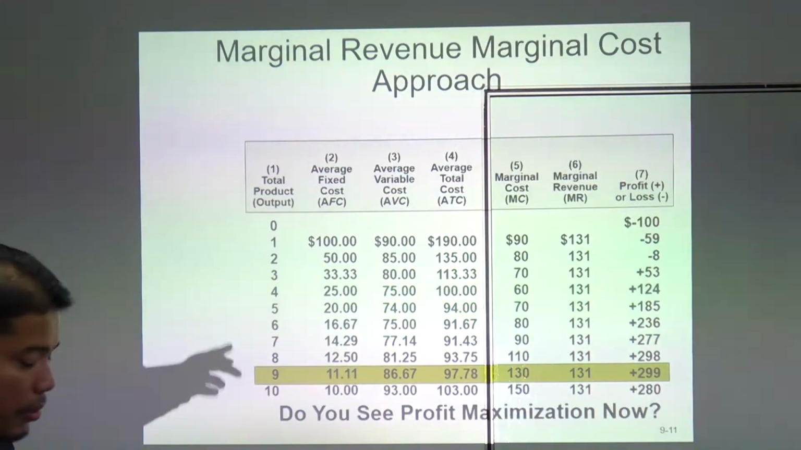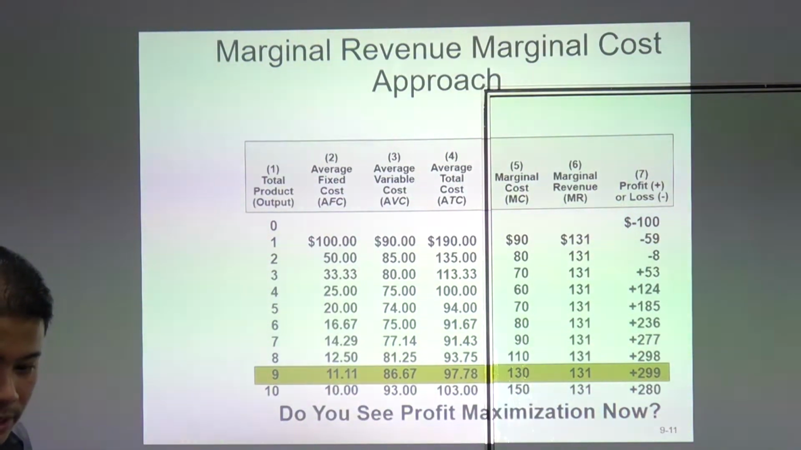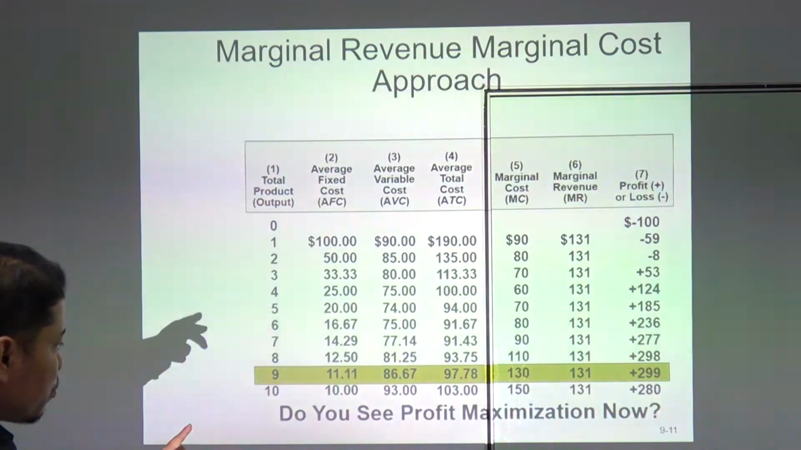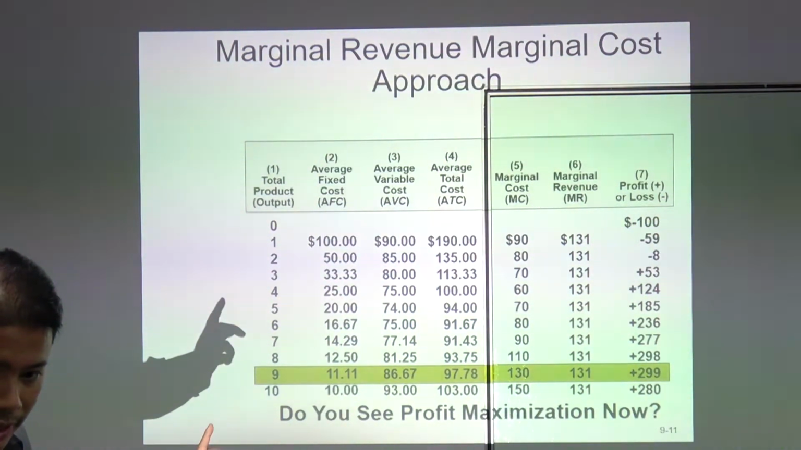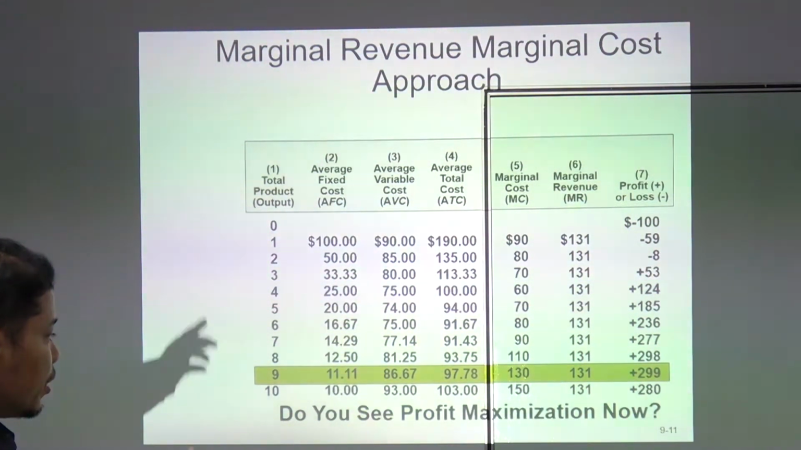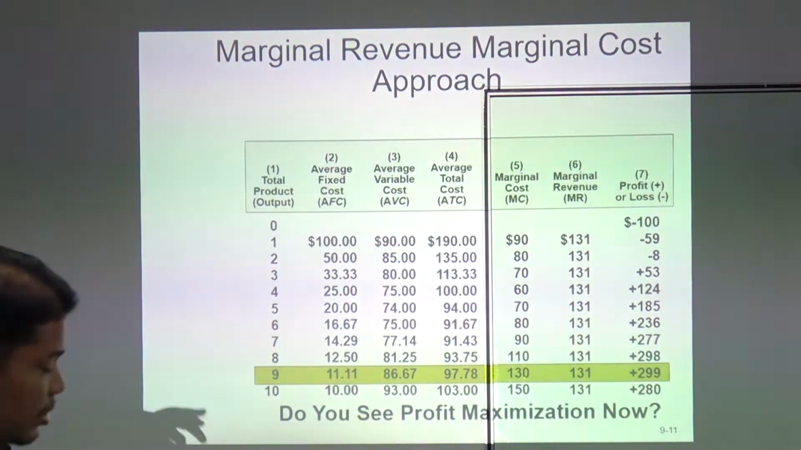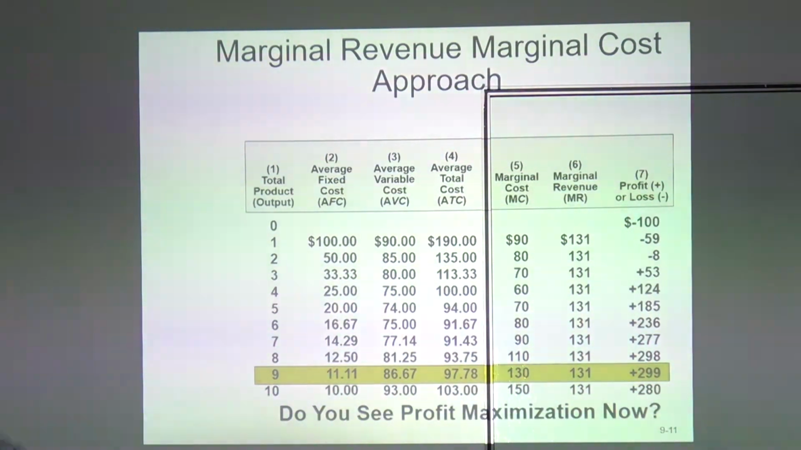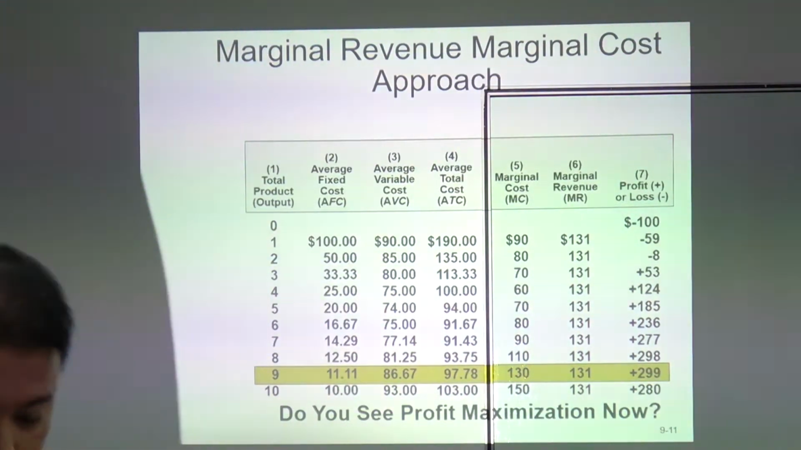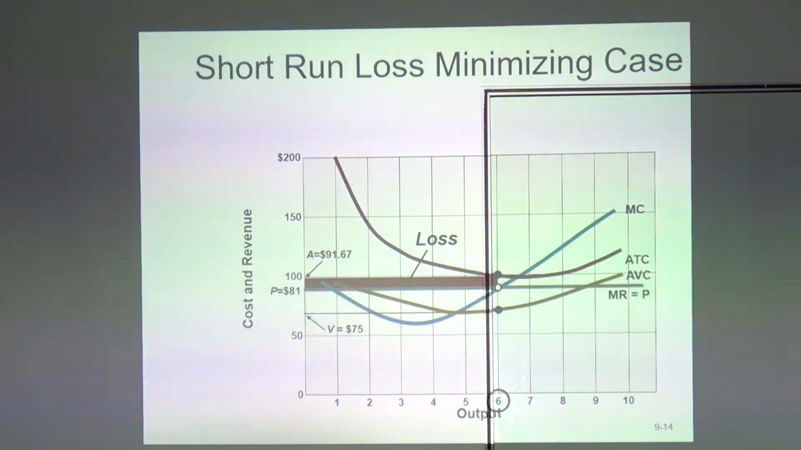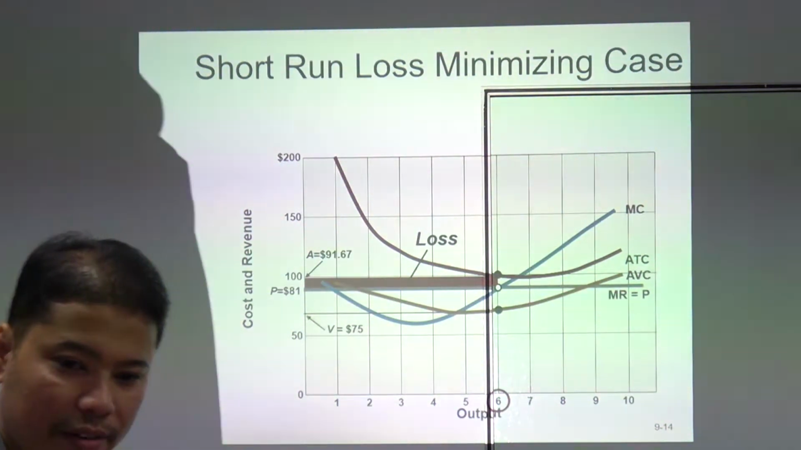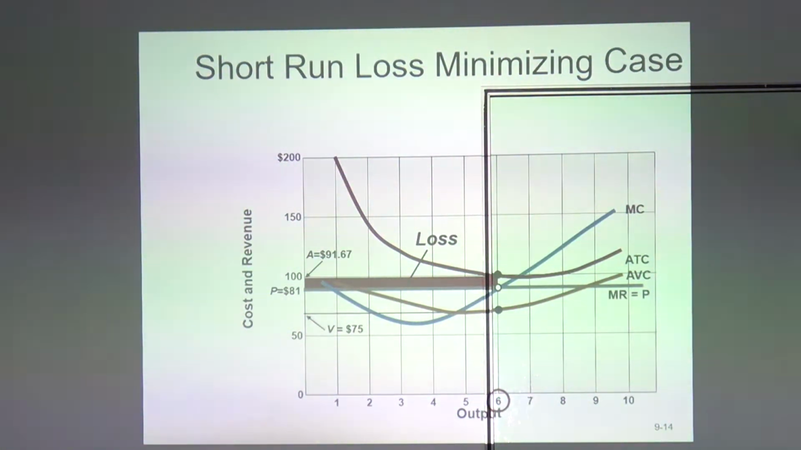So the price is 131. So 131 minus 97.78 will give you the profit per unit. But you don't produce 1 unit, right? You produce 9 units. So 131 minus 97.78 times 9, you will get the total profit, which will also be 299. The same as when we used the total revenue, total cost approach earlier.